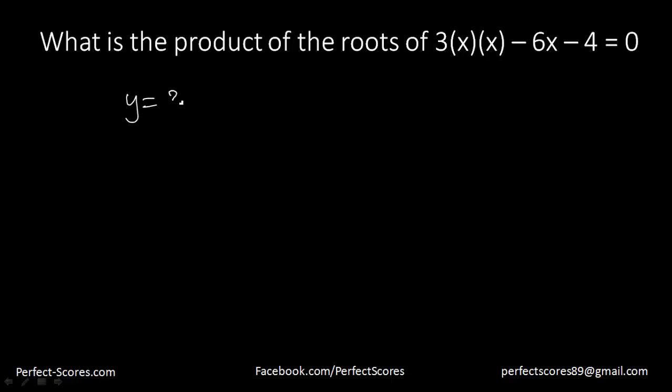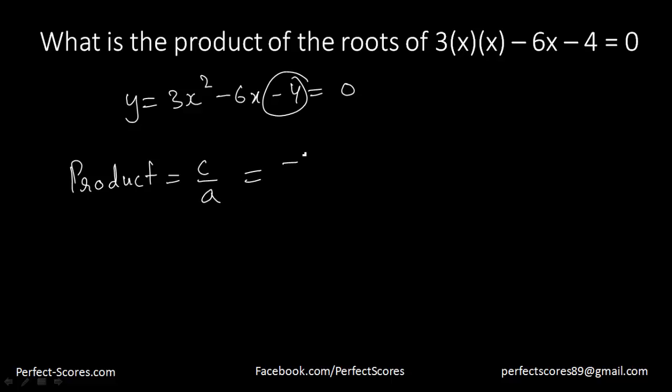This question says: what is the product of the roots of this function? If I have this quadratic function 3x squared minus 6x minus 4 equals 0, what is going to be the product of the roots? The product of the roots, as you know, is equal to c over a. c is negative 4 and a is 3. That means the product of the roots is negative 4 by 3. I hope you're able to understand this question. Now you can see you can do these questions in under 30 seconds.